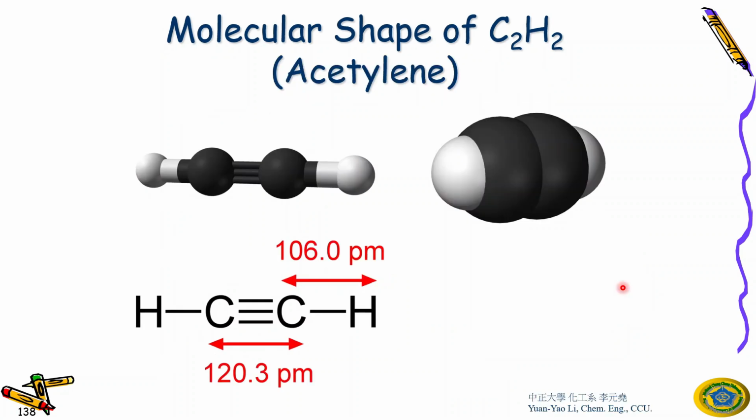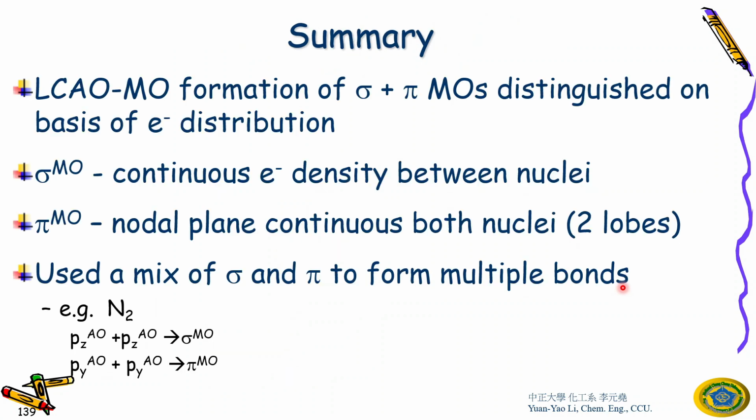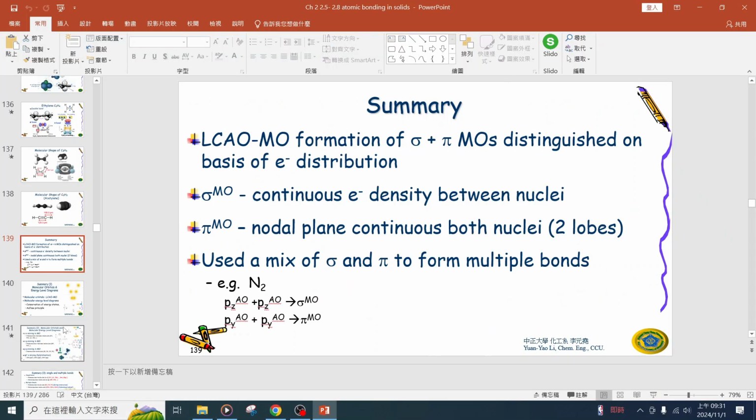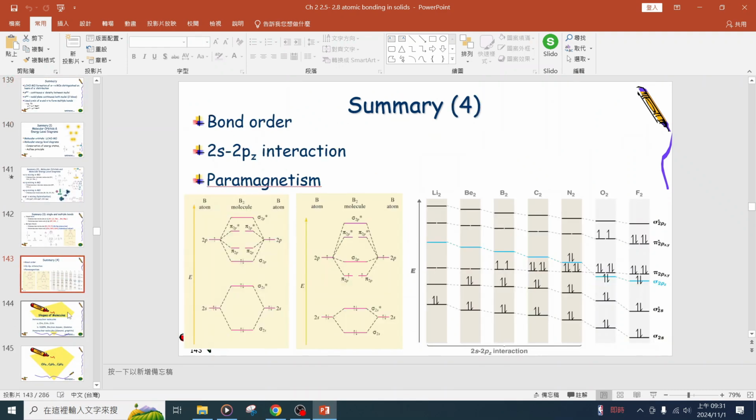And how about ethylene? Ethylene has a triple bond. So this is sp hybridization. It's not sp2 or sp3, it's sp. So this is the summary for you to read. Please go read this by yourself.